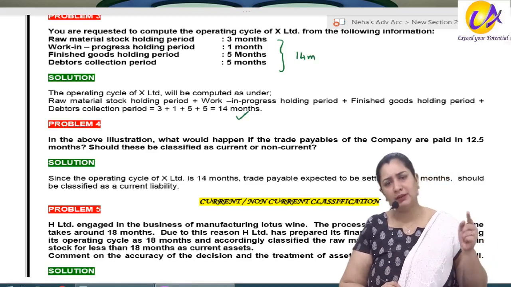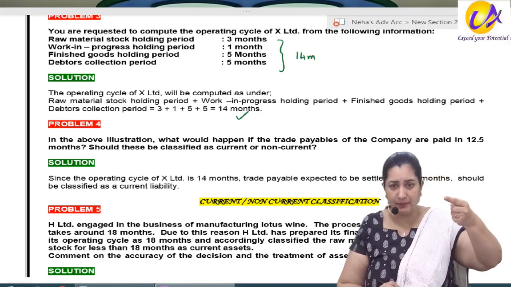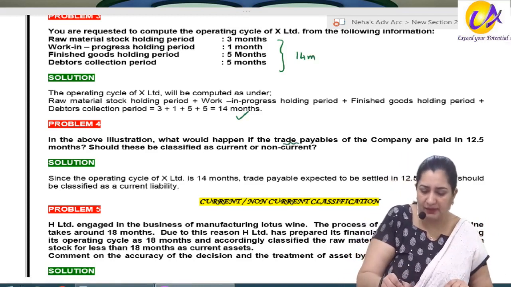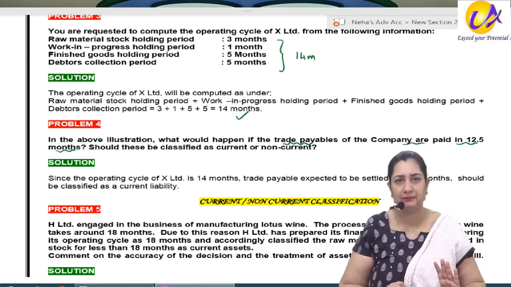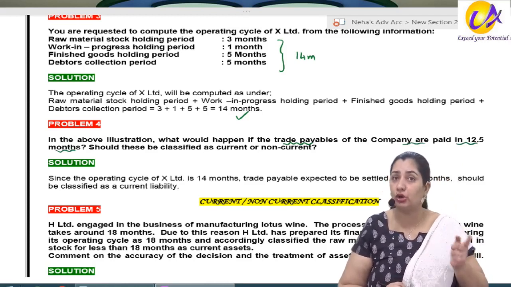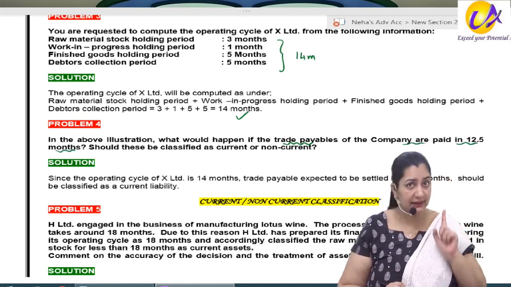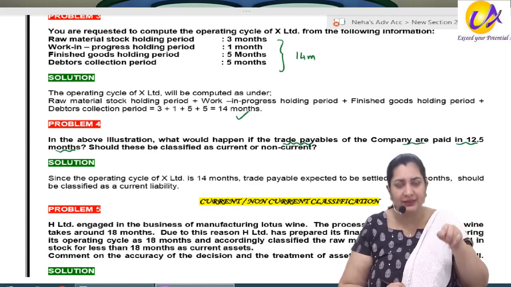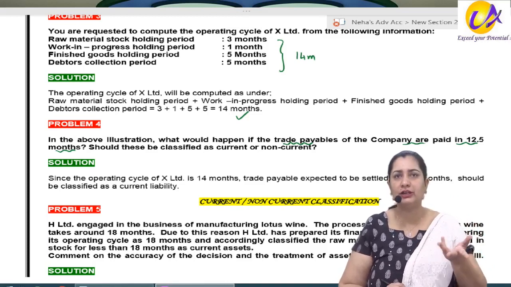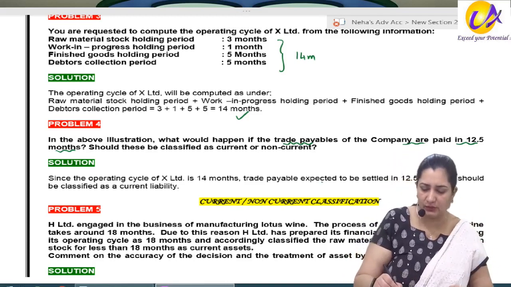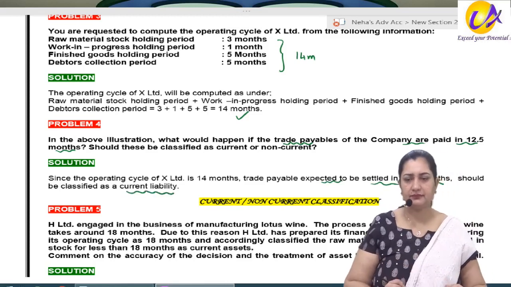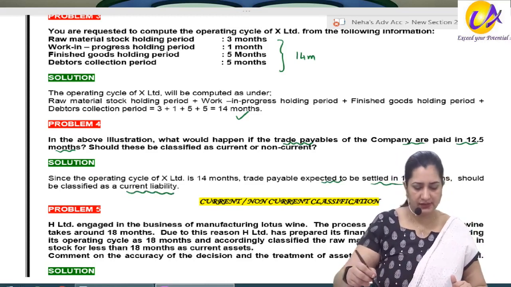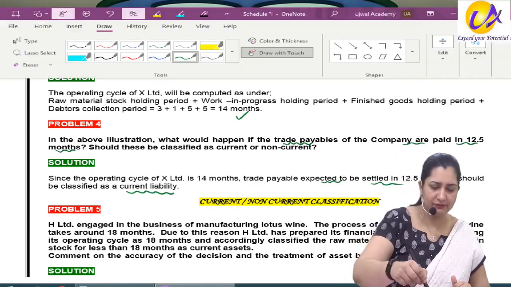Simple. Problem number 4 asks you, in the above example, what would happen if the trade payables are paid within 12.5 months? So normally 12.5 months we are paying them. In that case, will it be current or non-current? Current liabilities, because they are payable within the normal operating cycle. So here I don't need to see 12 months. I know it is within my normal operating cycle. So finish. It is expected to be settled within 12.5 months. Therefore, show as current liability. Easy? Okay. Next one. Problem number 5.